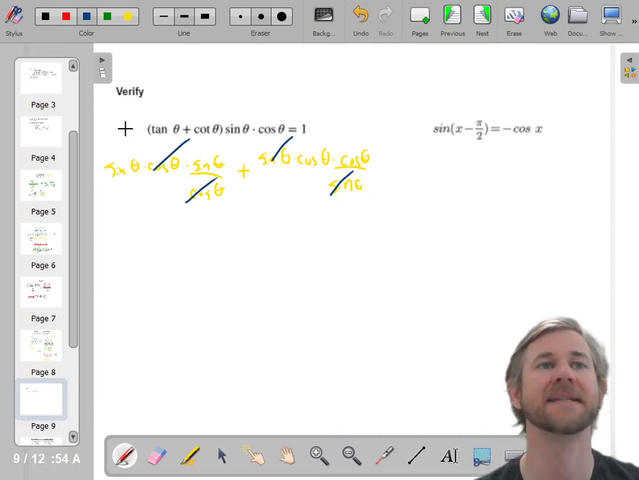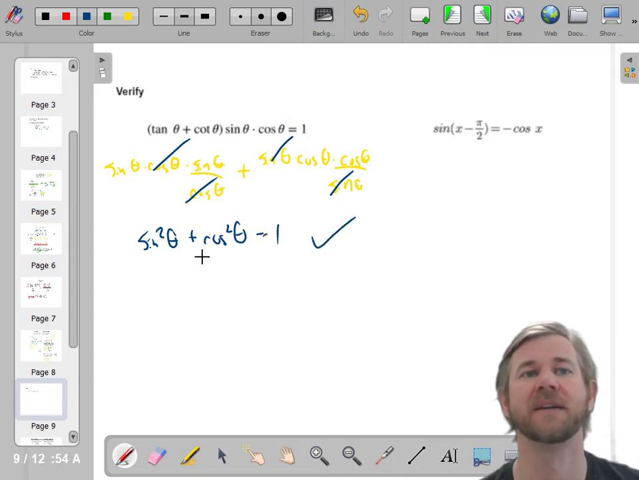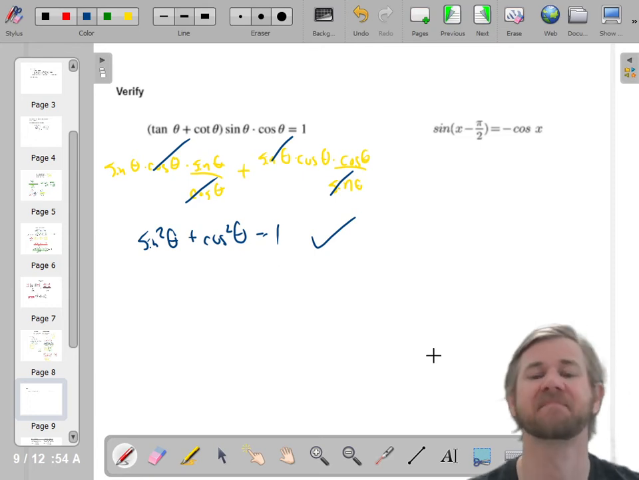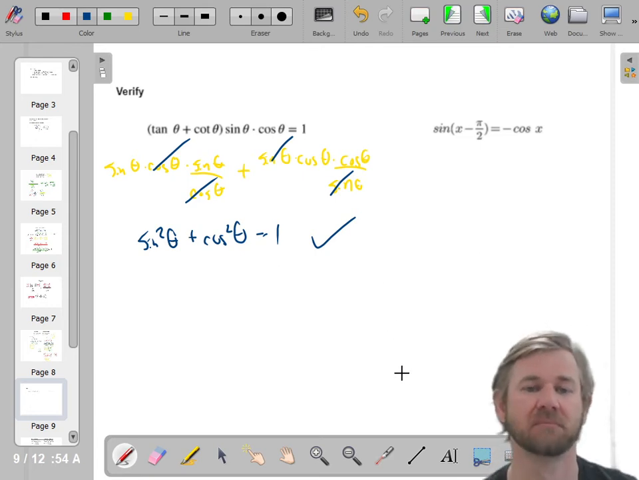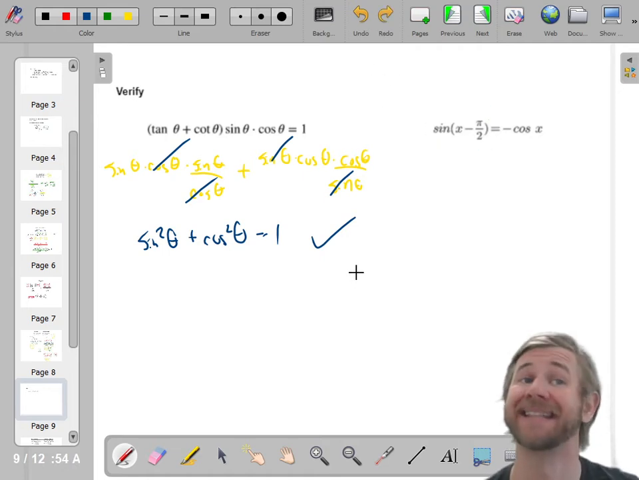And I'm like, oh, look at this. Sine squared theta plus cosine squared theta. That's a thing. That's 1. That's what I was trying to prove. Sweet. So I distributed, made everything in terms of sine and cosine. Done. Got an identity. Now when you see one like this, you need to know that that's a thing.